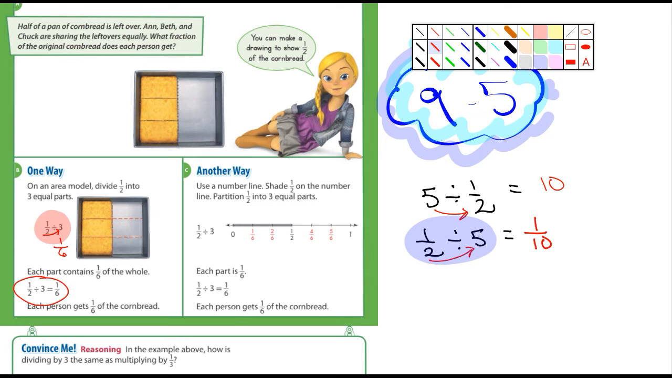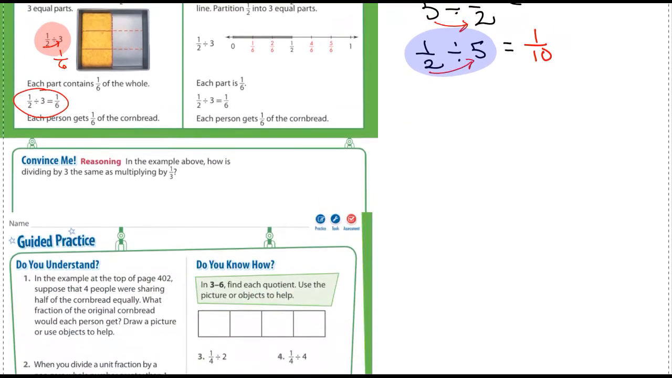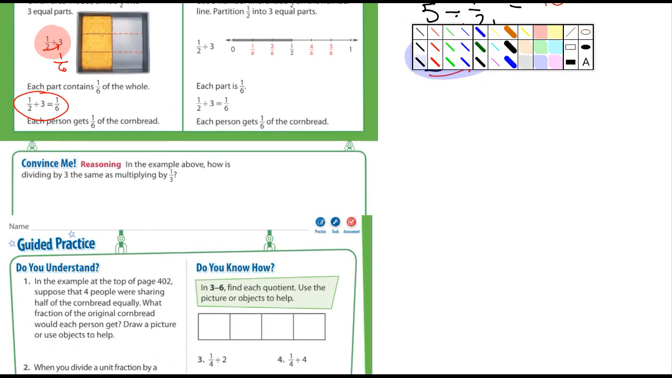Let's see here. And they show you another way using a number line. You can certainly use that if that helps. Let's look down at the convince me. What does that say? In the example above, how is dividing by 3 the same as multiplying by 1/3? They both separate a number, whether it's a fraction or a whole number, into 3 equal parts.